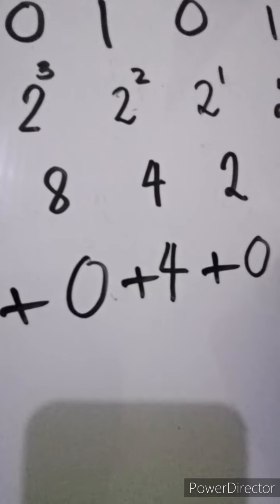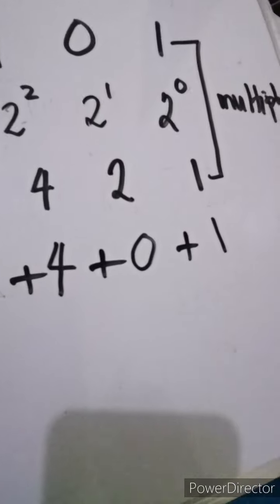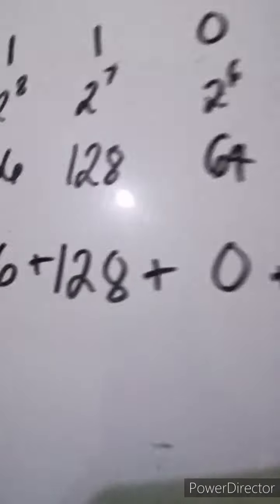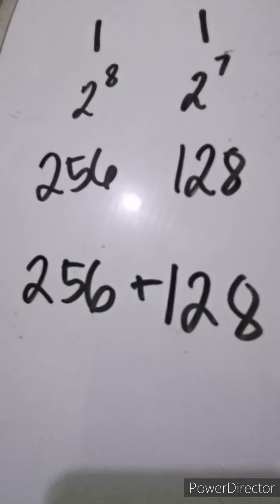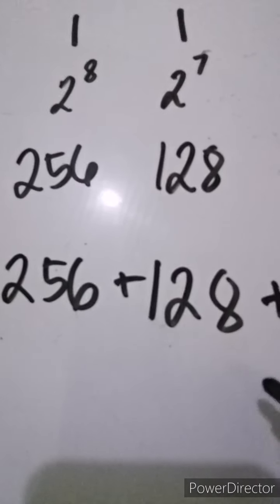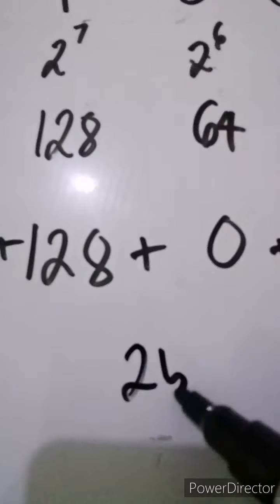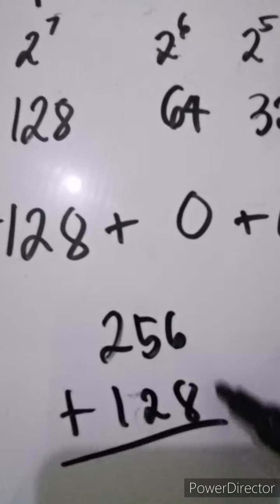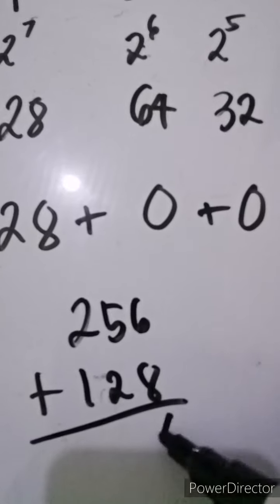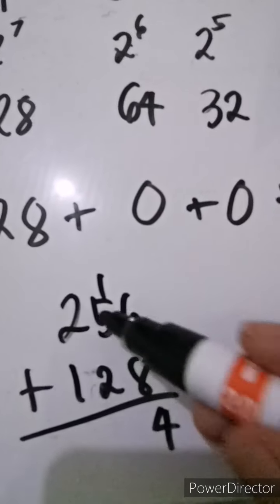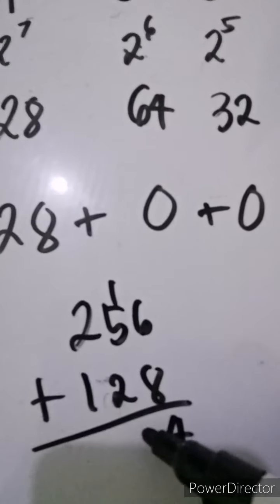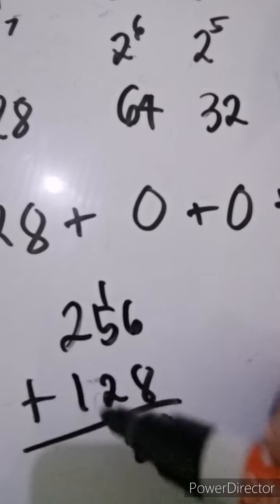Then pagkatapos, i-add mo lamang lahat ng nakuha mo na product. So, i-add natin siyang lahat hanggang doon sa dulo. You can use the calculator to solve for the following. Okay, so since wala akong calculator na hawak, i-add na lang natin. So, we have 256 plus 128. So, 6 plus 8 is 14. Carry 1. 1 plus 5 is 6, plus 2 is 8.